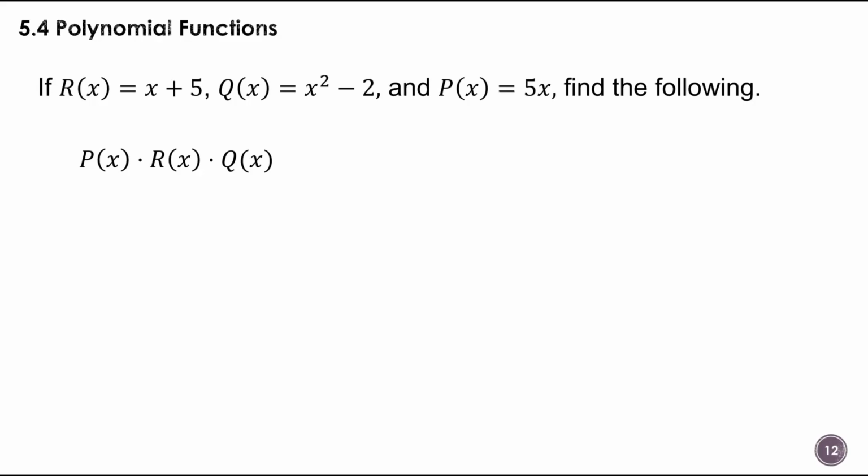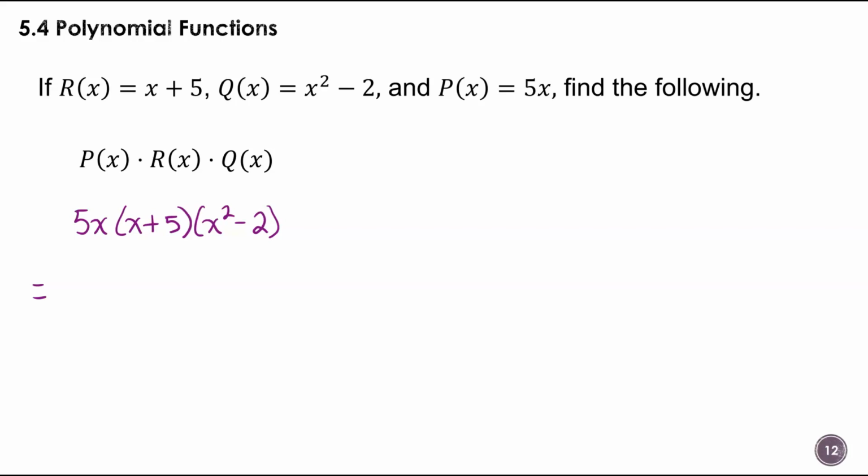Next, we're going to multiply 3 of these. Okay, so we're going to have the p function times the r function, which is x plus 5, times the q function, x squared minus 2. Now, once again, you have to do these two at a time. You don't really have a choice.